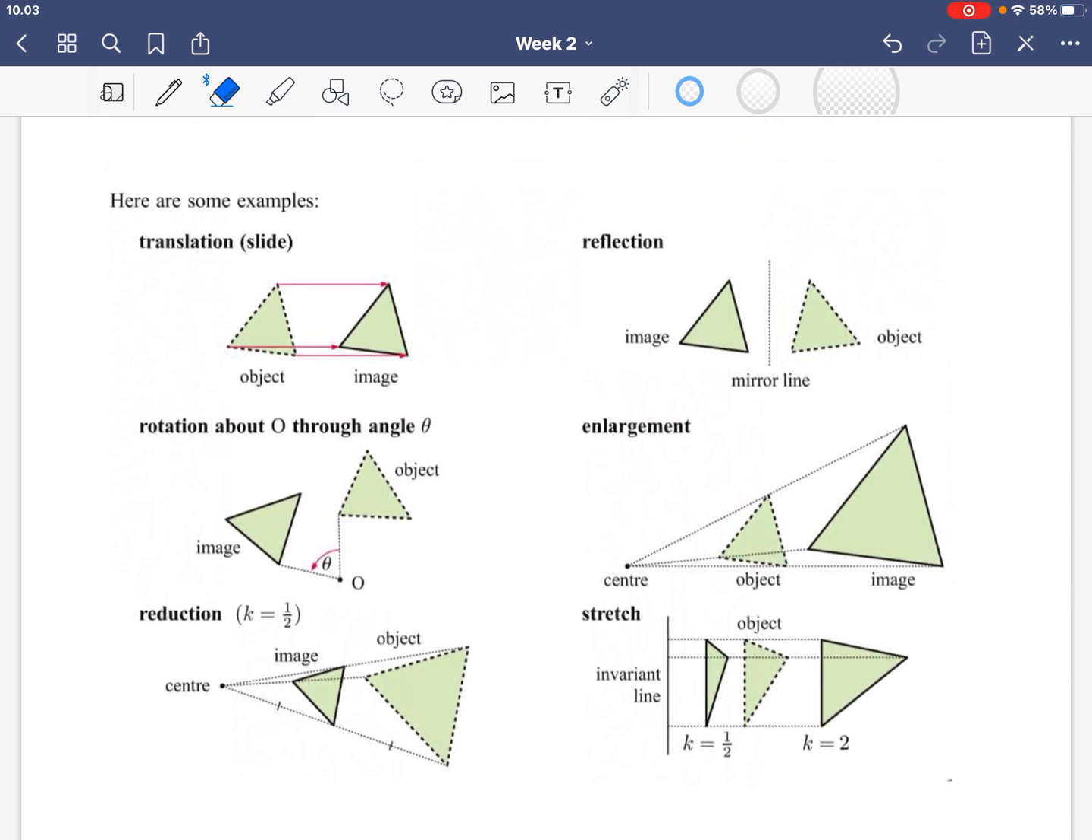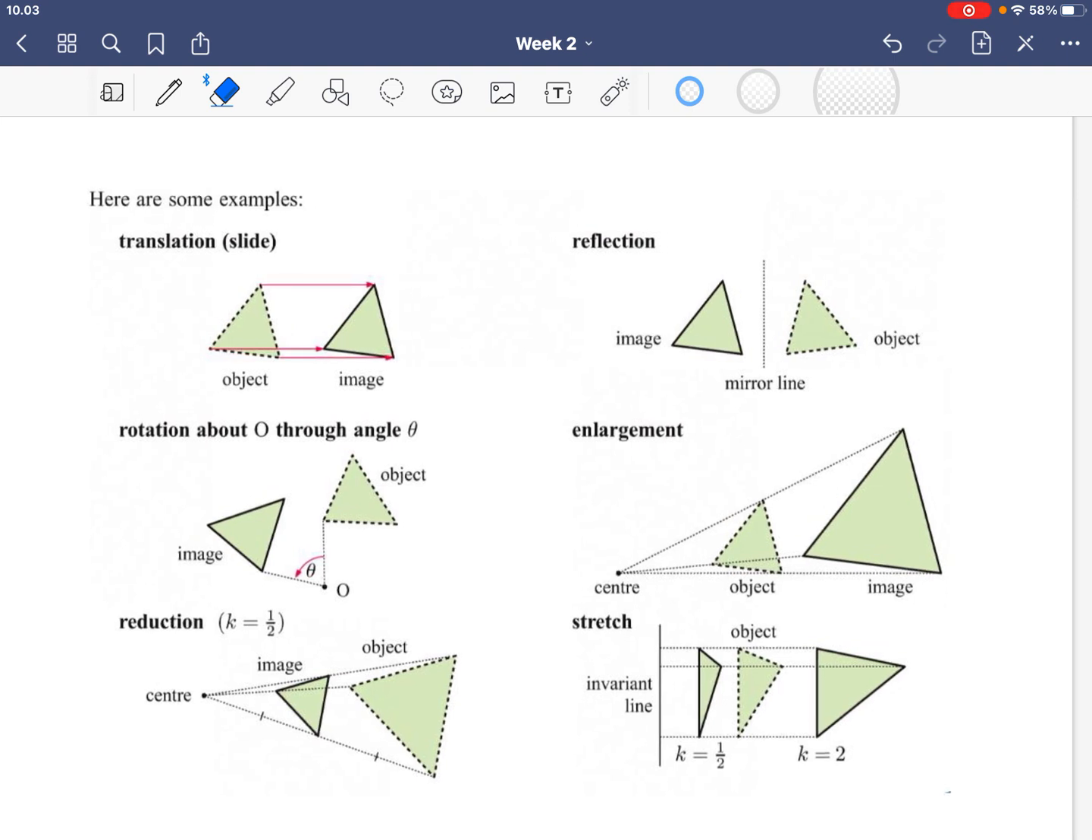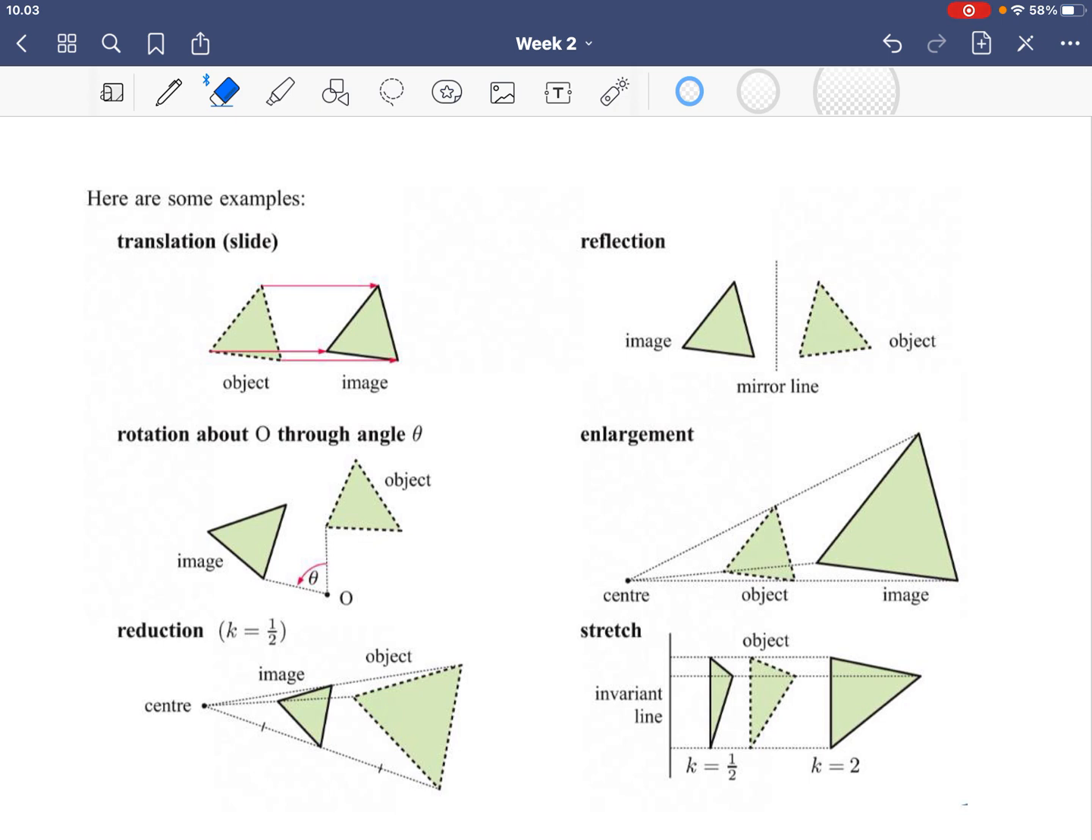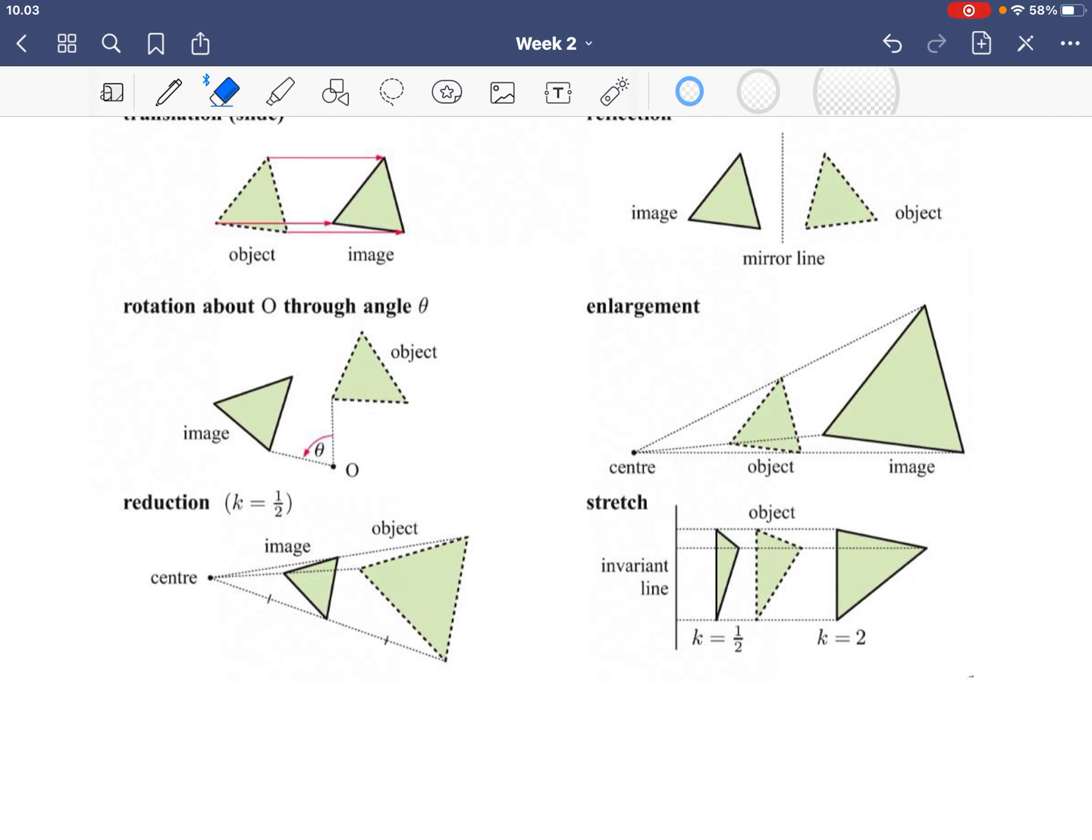And then reduction, pretty simple. It means you're reducing an object. So if it were twice that size, we're gonna reduce it by 1/2, and then we're gonna use K for the constant. How much are you reducing it by, right? Reflection, like Mulan, is just you have a mirror line, and then we're reflecting it over that mirror line. It could be over an x-axis. It could be over just a line. And then enlargement is the opposite of reduction. We're making it bigger.